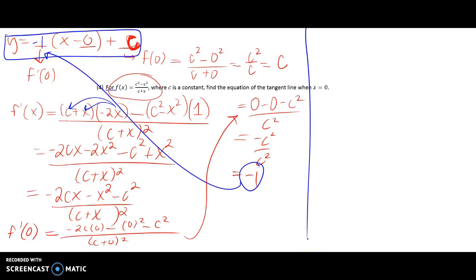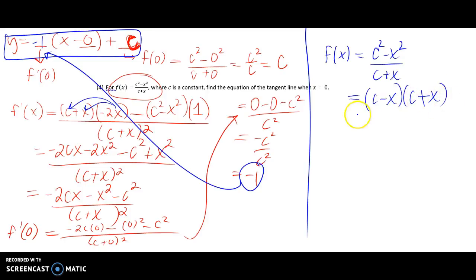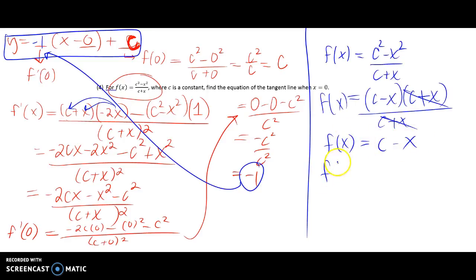Something you might have noticed that I definitely want to point out, this original function, c squared minus x squared over c plus x. If you listen really carefully, you can probably hear that function telling us, factor me, factor me, factor me. In particular, the numerator is just c minus x times c plus x. I've got the c plus x down low. Those things are gone. Simplified function then is just c minus x, which means the derivative in a much more straightforward manner is negative 1.